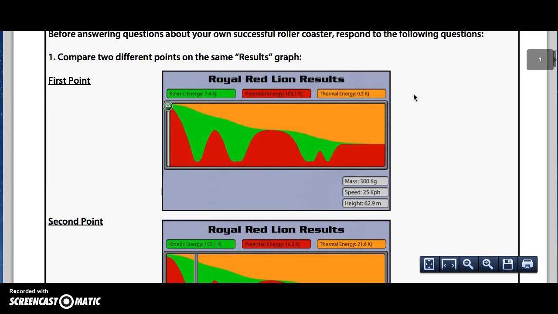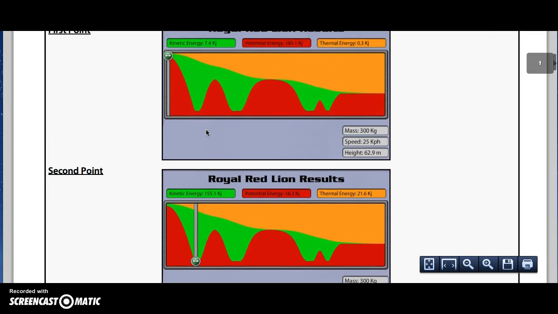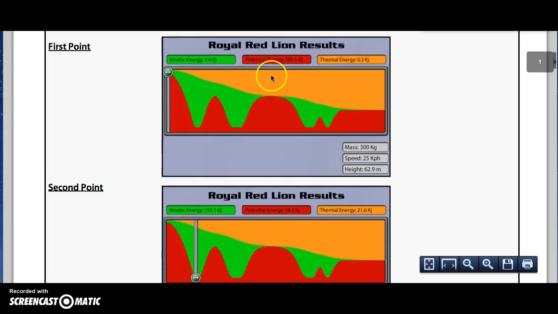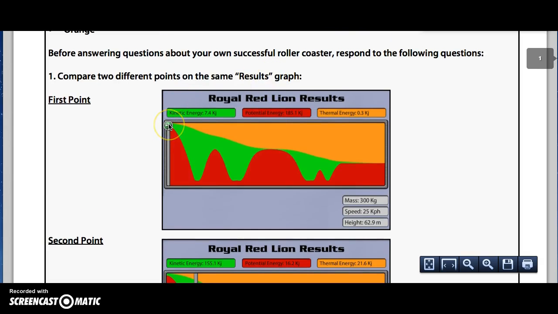They've given us those pictures that you get at the end of your roller coaster, which show at each point during the ride the potential energy in red, the kinetic energy in green, and the thermal energy in orange. This is the same roller coaster. You can see that they look the same, but they've been sliding this point across, and you'll notice when you look at yours later that you can do the same thing with yours.